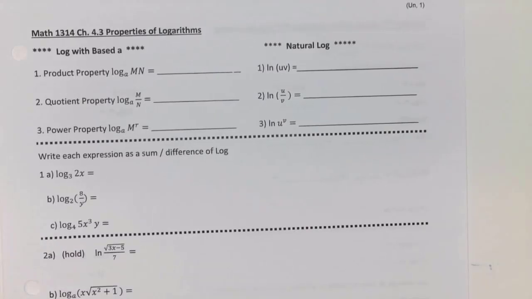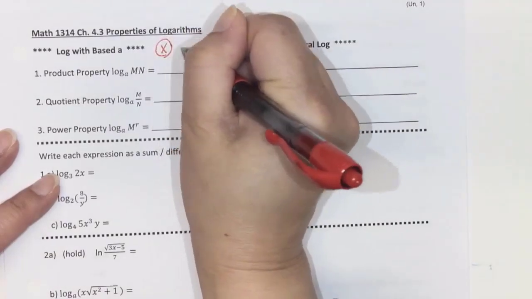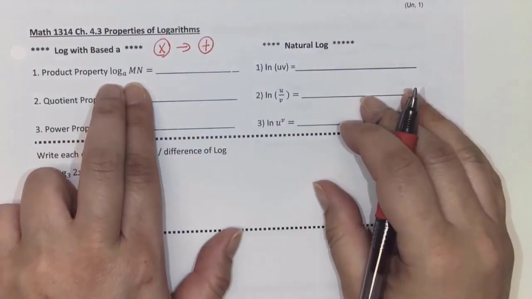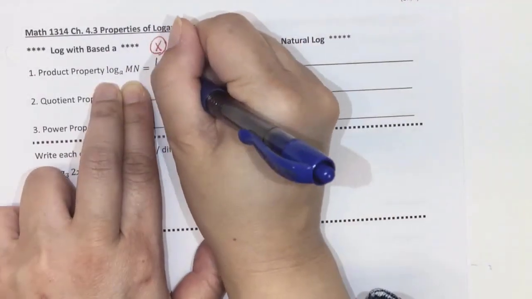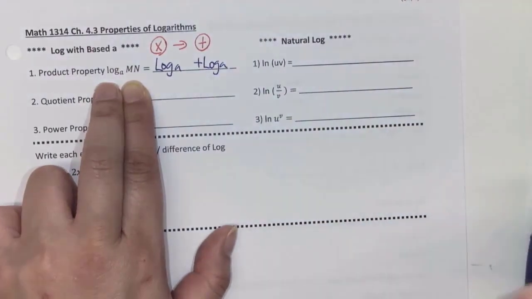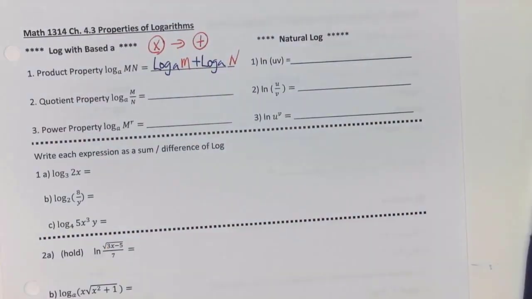The first one is the product rule. With a product rule, the log of a multiplication turns into addition, just like the exponents rule. It breaks into 2 terms, log base A plus another log base A. The first term comes with M, the second term comes with N. Similar to your regular exponents rule, when you multiply the same base, you add the exponents. It's the same concept.